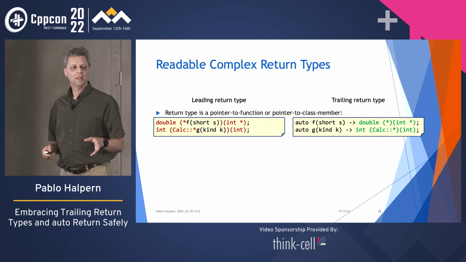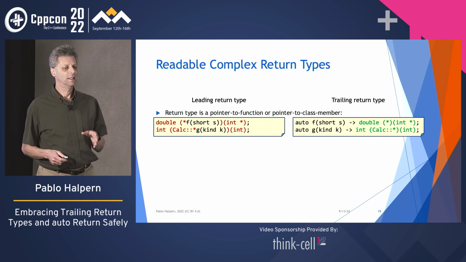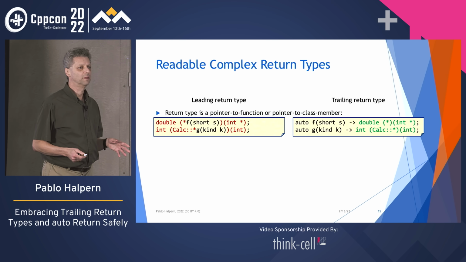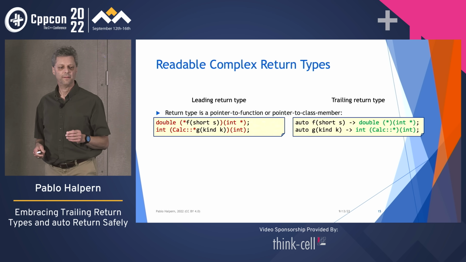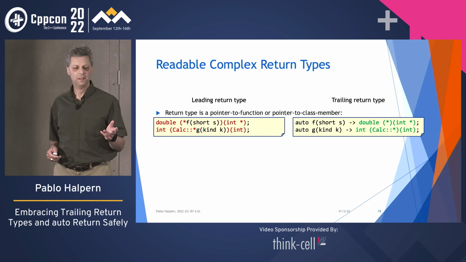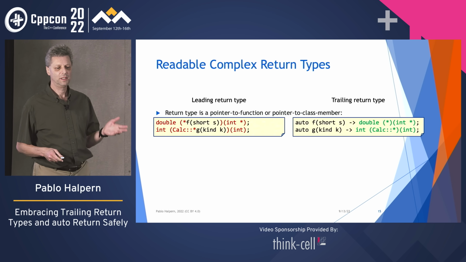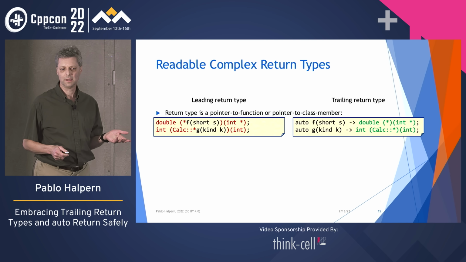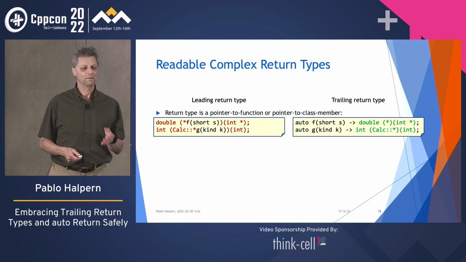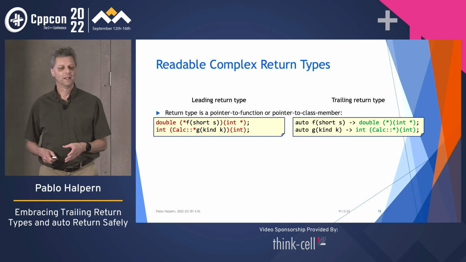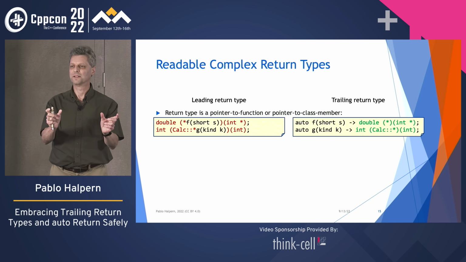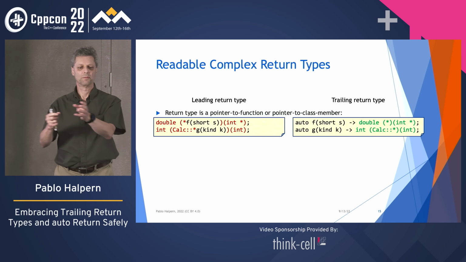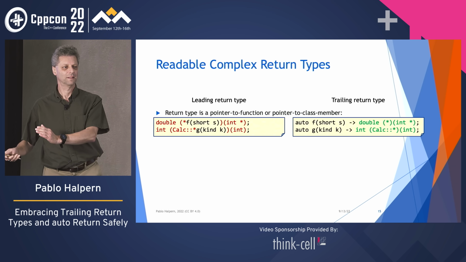In addition, it's generally a simpler way to express complex return types. Here's a function f that returns a pointer to function, and a function g that returns a pointer to member function. In the leading return type case on the left, you'll see that the return type is kind of split between the front and the back of the actual function signature. But with the trailing return type, it's all together, nice and expressible.